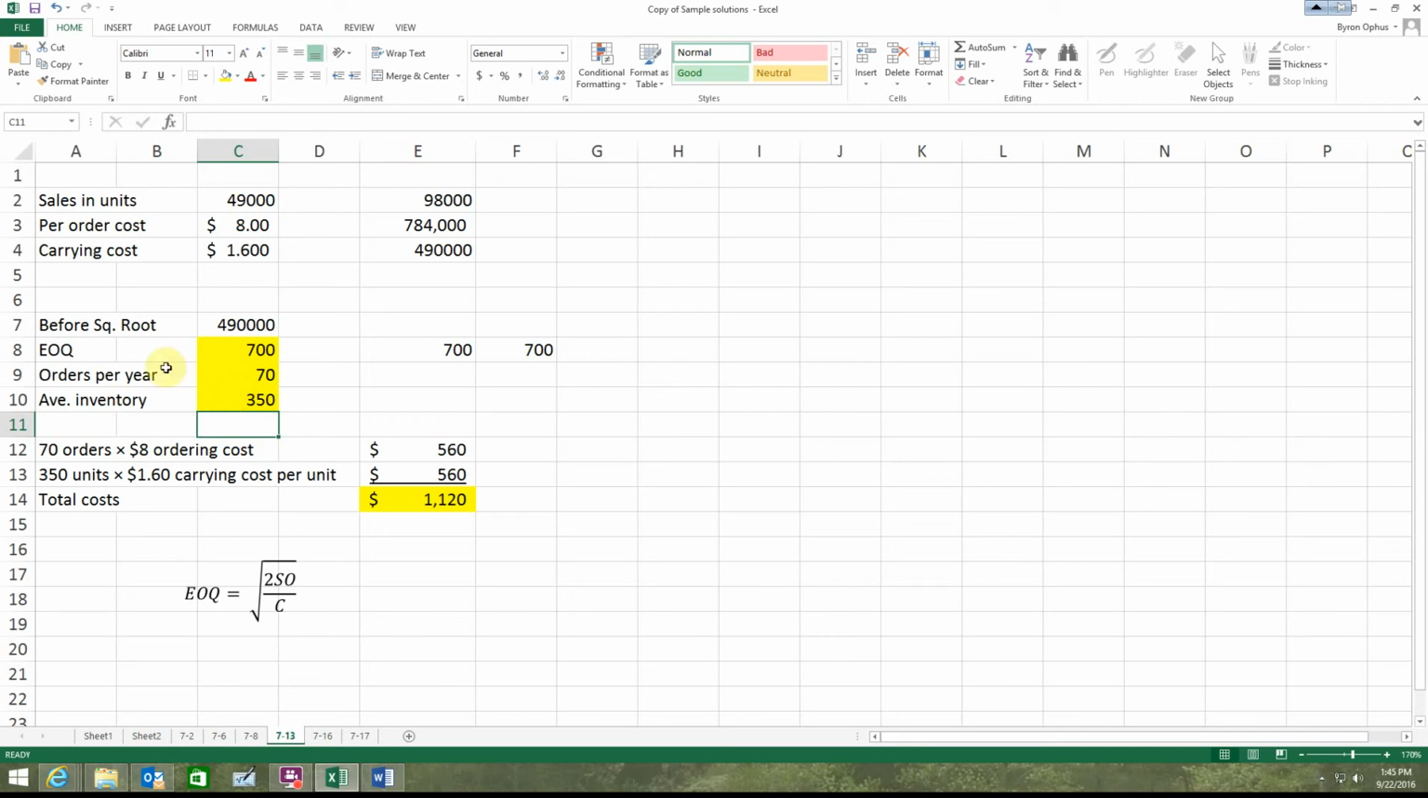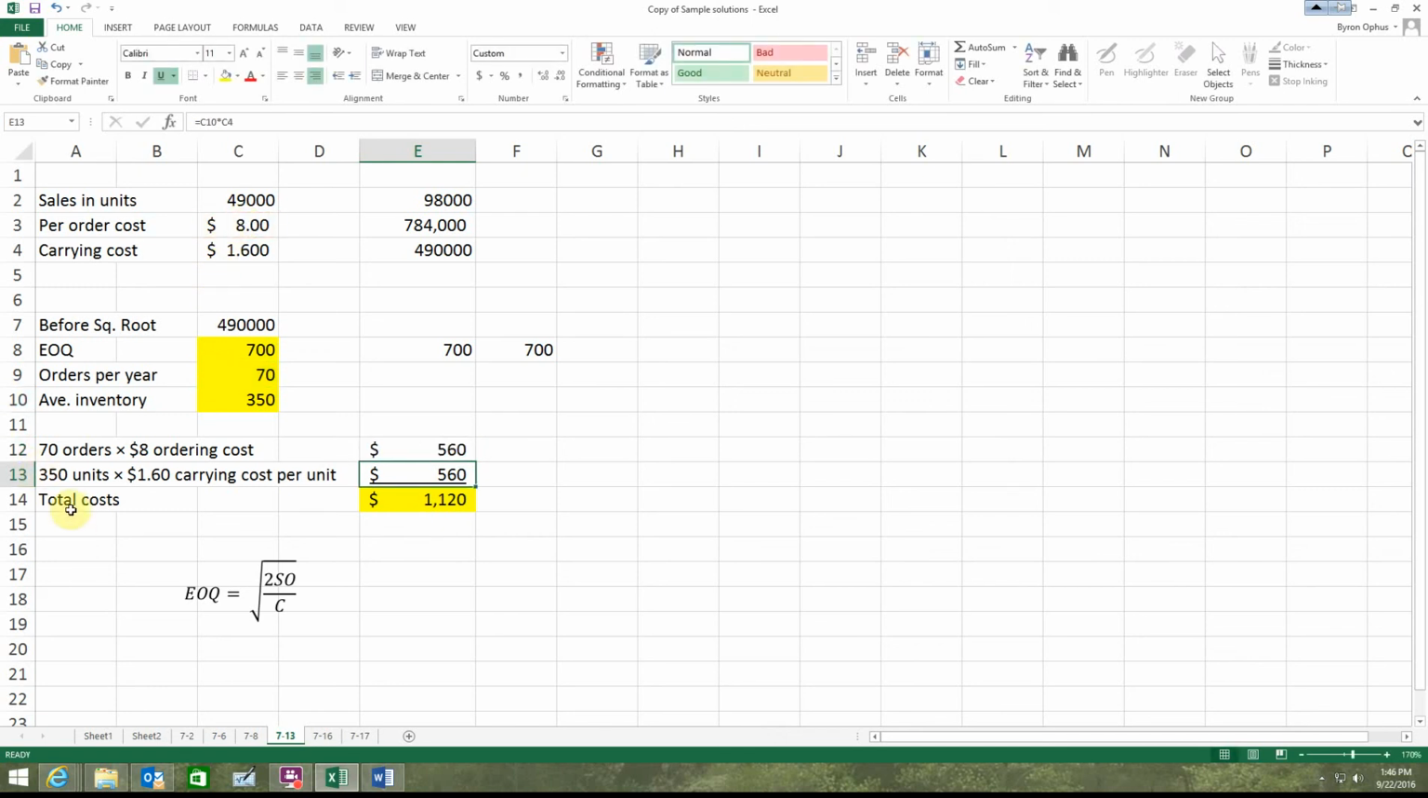So lastly, what does it ask for? It says, what is the total cost of ordering and carrying inventory? Well, that's the total annual cost, which is what we're looking for. I don't know if you guys have that one, but we'll walk through it really quick. So I'm going to make 70 orders throughout the year, and it costs me $8 per order. So this is just equal to my 70 orders times my $8.